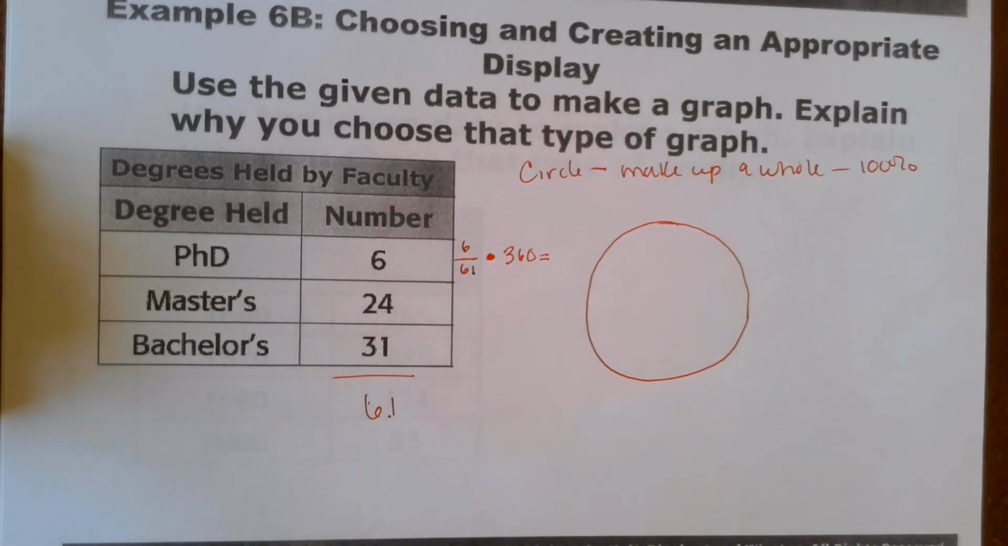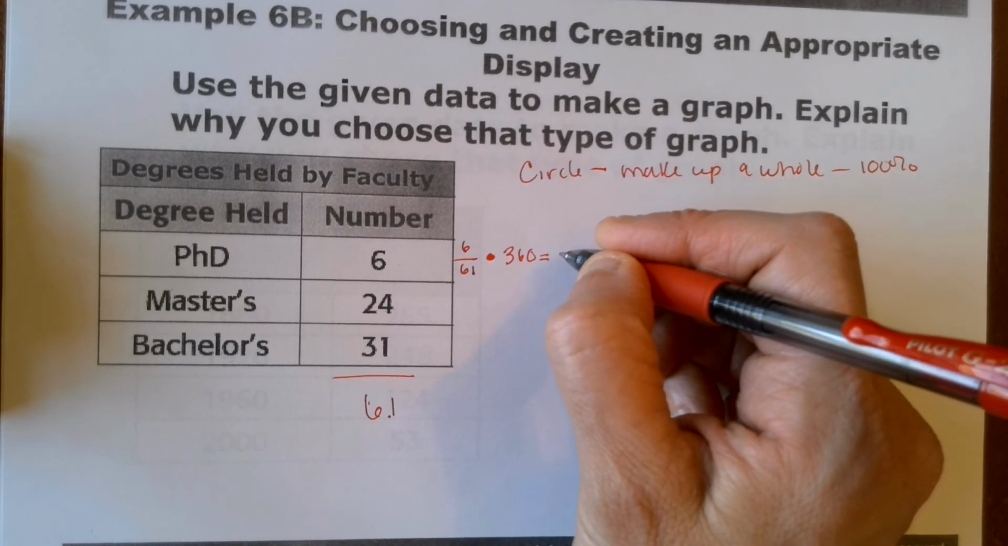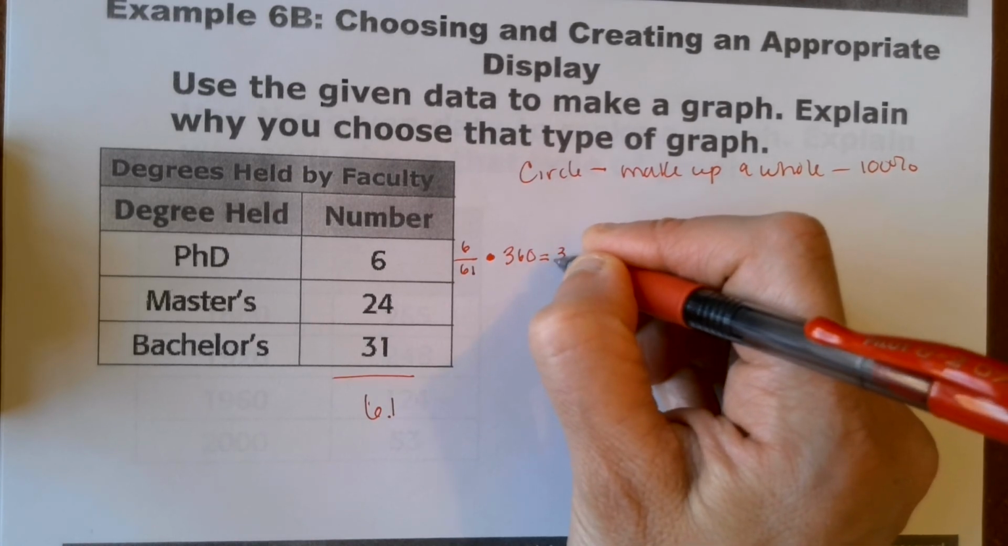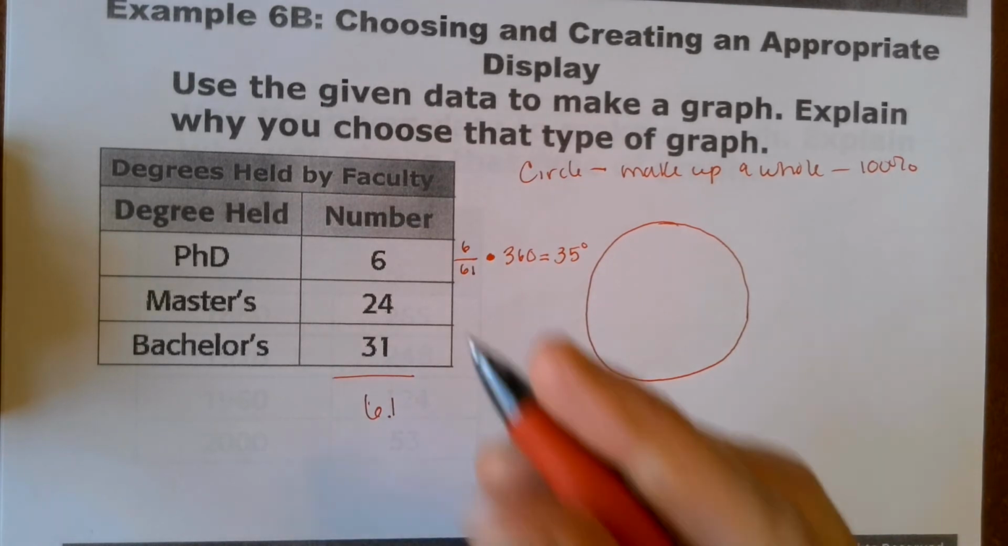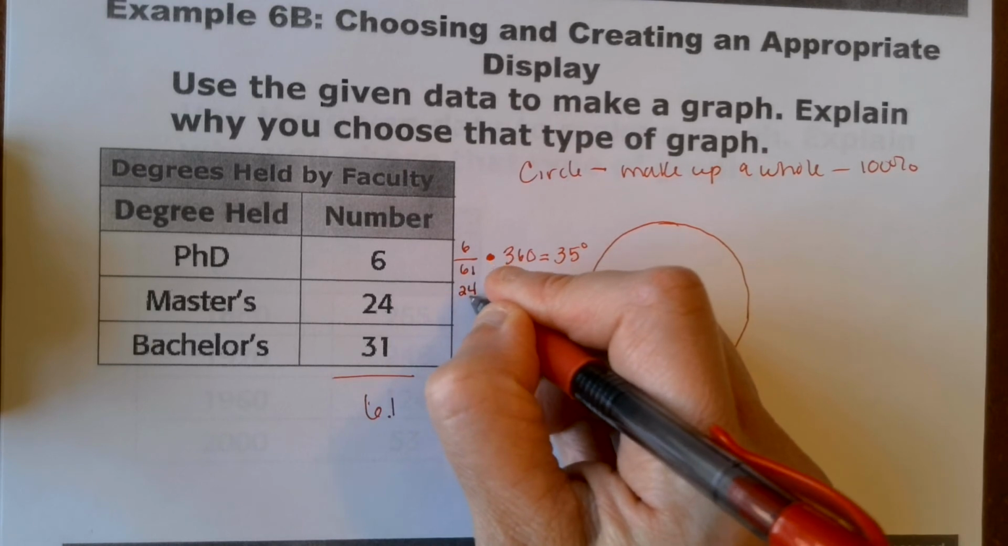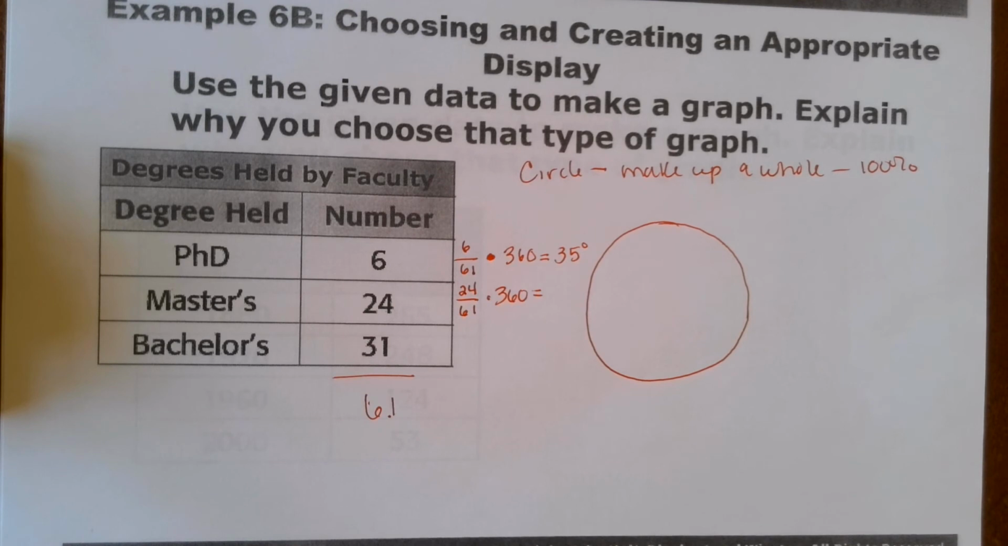So let's try that. So 6 divided by 61 equals, it's a decimal, times 360. And you get 35 is what mine is. 35 degrees when I round it to nearest whole degree. Let's do the masters. Again, you take the part, 24 over the total, and times it by the 360 to see how many degrees. 24 divided by 61 times 360 is 142.